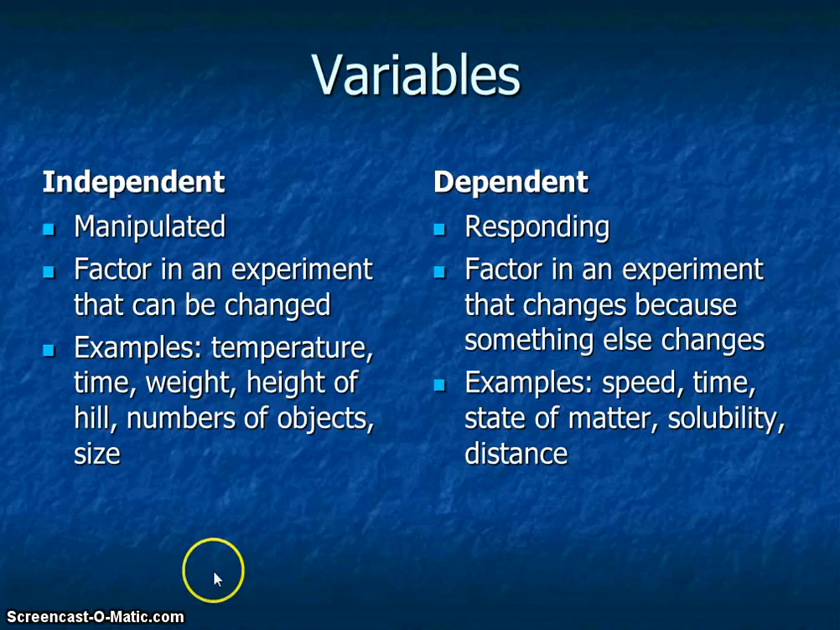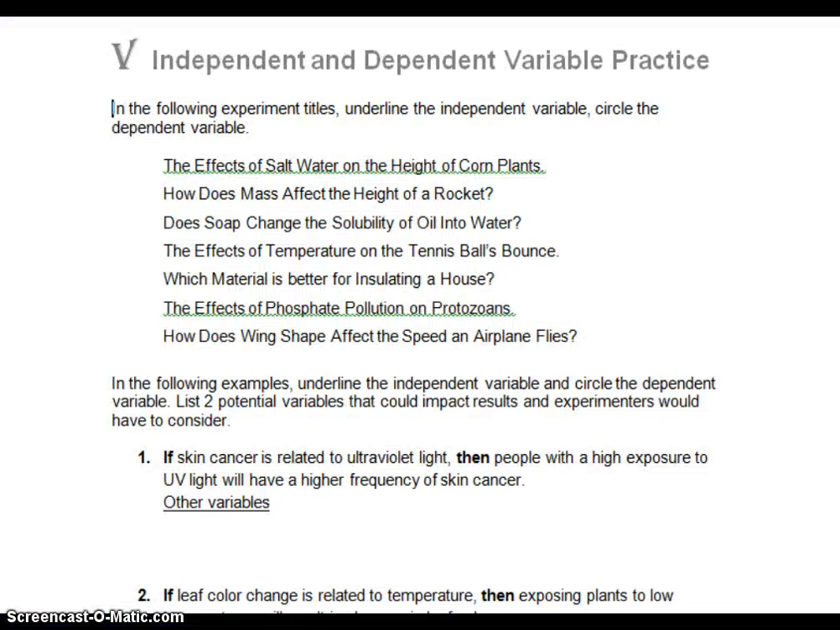All right, now I want you to switch over to your worksheet. That's right, the one that looks like this. So please pay attention. In the top part here, all you need to do is underline the independent variable in each of these statements and circle the dependent variable. So here's an example. The effects of salt water on the height of corn plants. The independent variable, the thing that we can choose to add more or less of, is the salt water. So I would underline that. The dependent variable is the thing that changes because of it. The more salt water I add, I'm going to give you a hint, the lower the height of my corn plants.